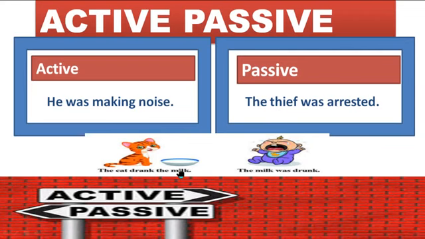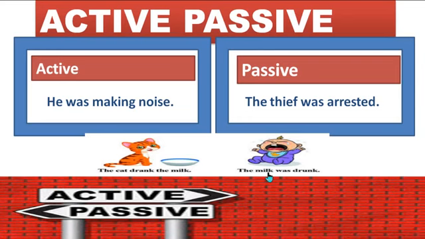The cat drank the milk. Who drank the milk? The cat. Cat is taking action and the sentence is starting from the cat. That means the sentence is active. And the second sentence is, the milk was drunk. The action is being taken on the milk. That means the sentence is passive.